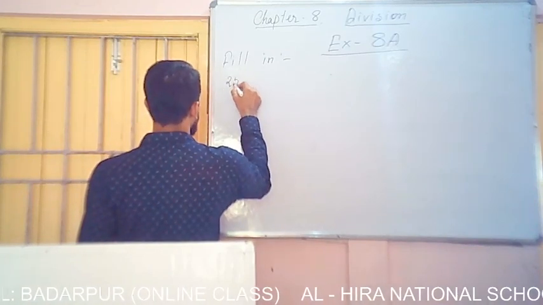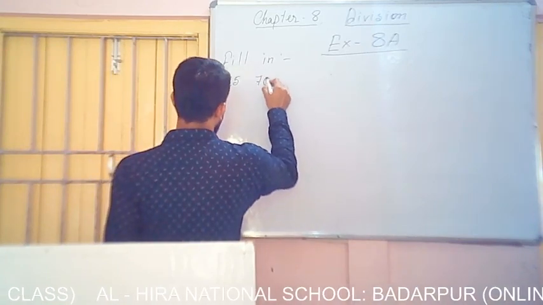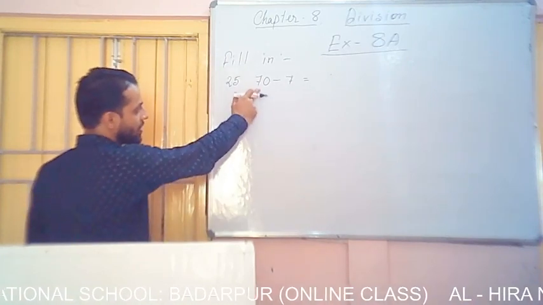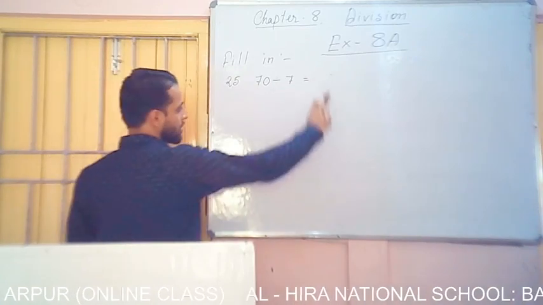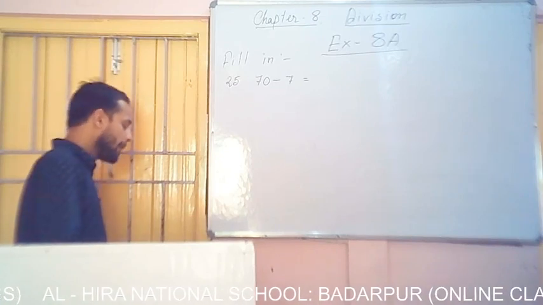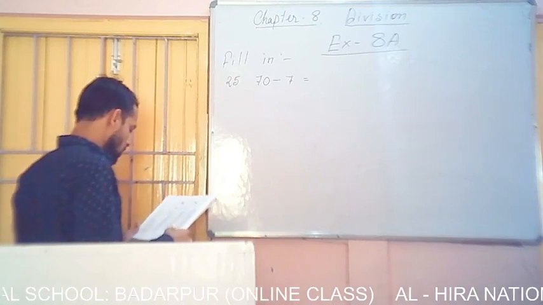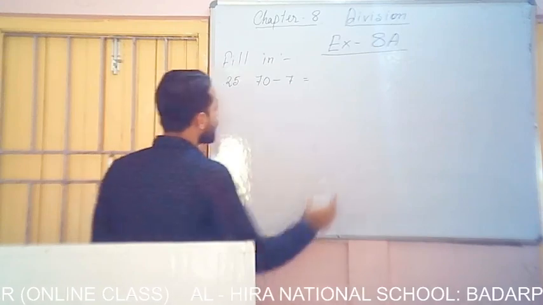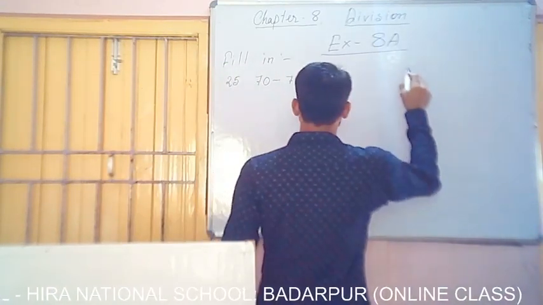Now question number 25. Question number 25 is 70 divided by 7. So here 70 is the dividend, 7 is the divisor. The result which we get after dividing is called the quotient. So what do we have to do? We have to divide. If we divide 70 by 7, we'll get 10.